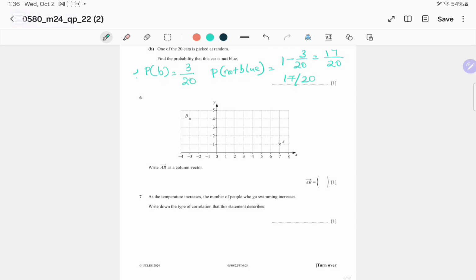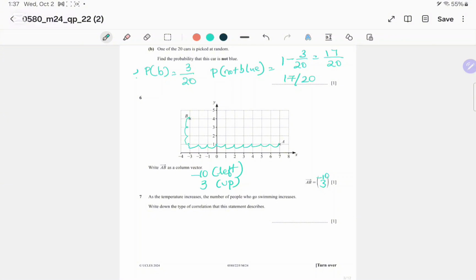Sixth question: we have to write the column vector AB from the graph. For finding the column vector from A to B, we have to calculate the number of squares it has moved from A until B. Counting from A: 1, 2, 3, 4, 5, 6, 7, 8, 9 and 10. So it has moved 10 to the left. I am making it negative because it moved left. From the top, 1, 2, 3, so 3 upwards. So the answer is negative 10, 3. Okay, can we go to the next question?